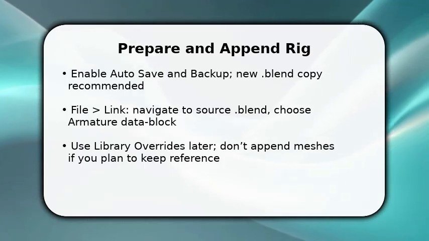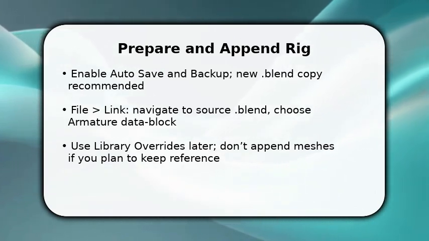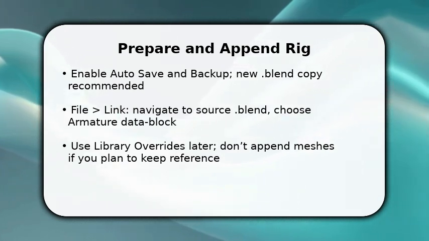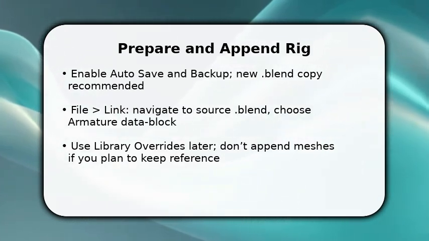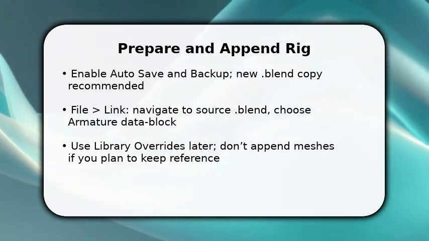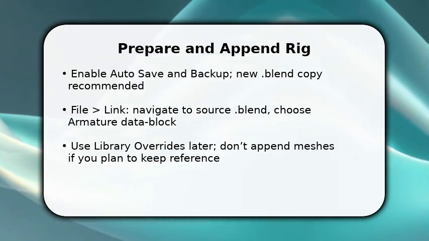You start by opening the target scene and minimizing changes to geometry. This protects your layout. Once done, use File, Link, and pick the source .blend, then drill into Objects or Armature to select the rig object. You choose Link, not Append, because linking maintains a single source of truth. Make sure to place the rig in a new collection for clarity.